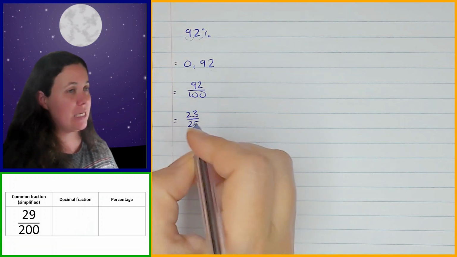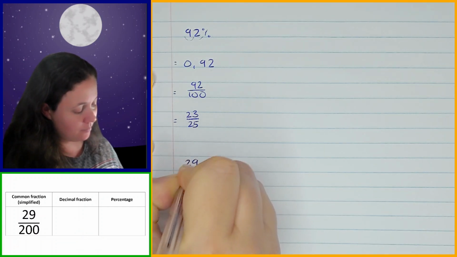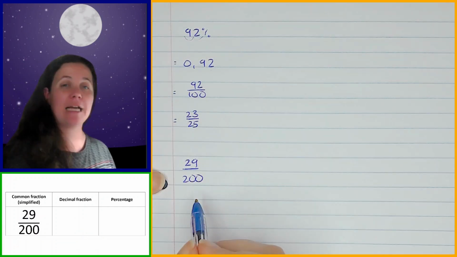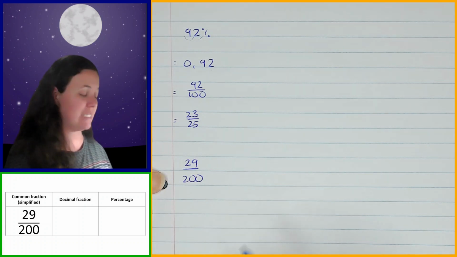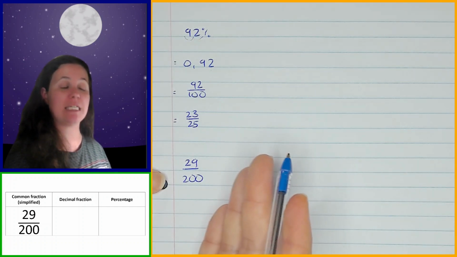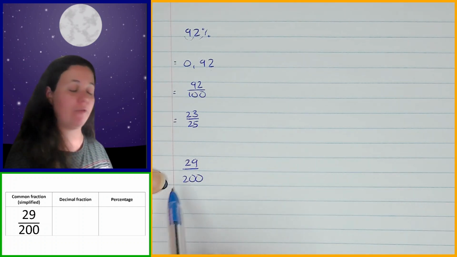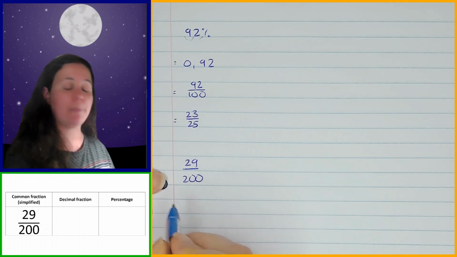You were given 29 over 200. Okay, so when you're given a common fraction, it's easiest to change first to the decimal fraction, just like it was when we were given the percentage. It was easier to change it first to the decimal fraction. The same thing when you're given the common fraction. Change it first to a decimal fraction by changing the denominator to a power of 10.